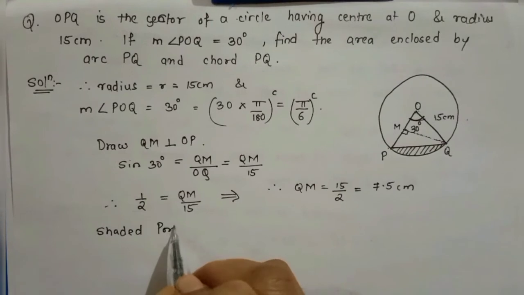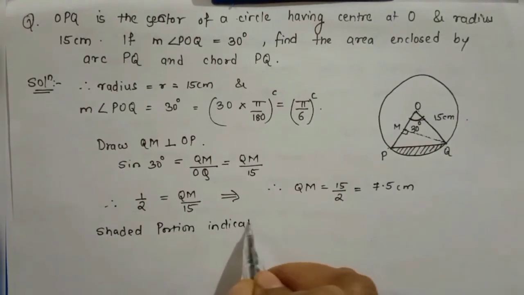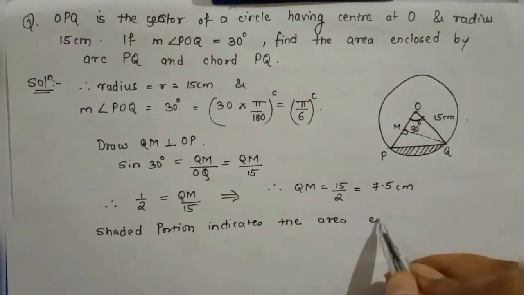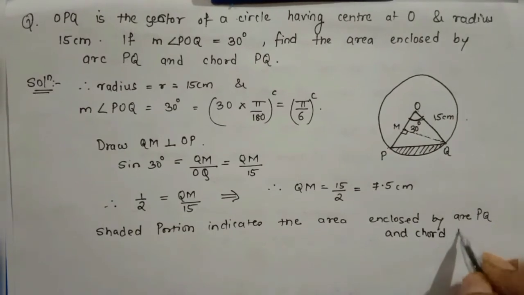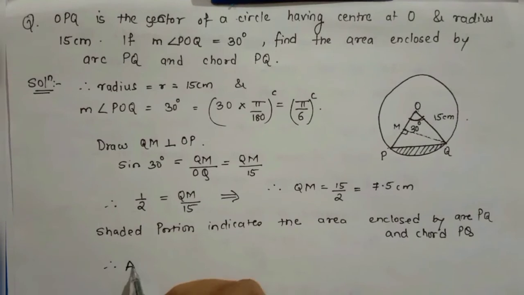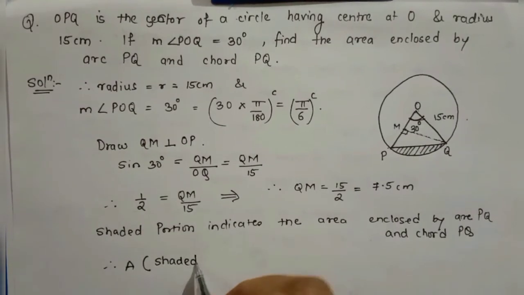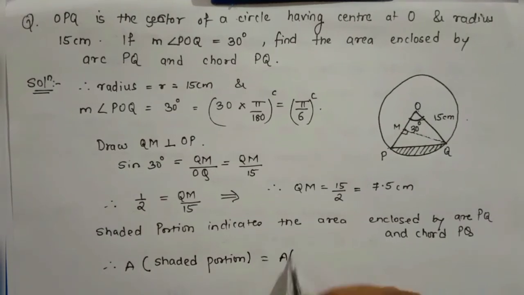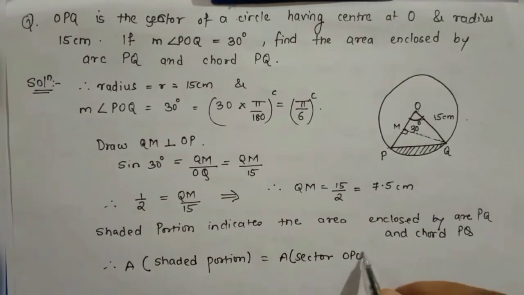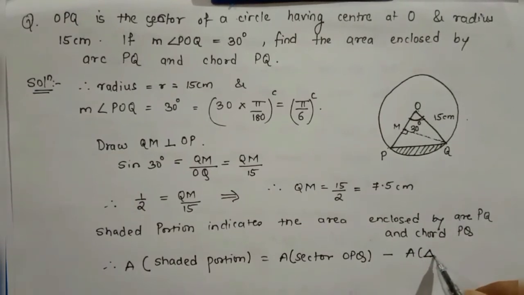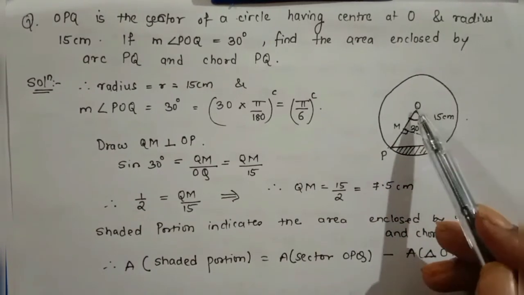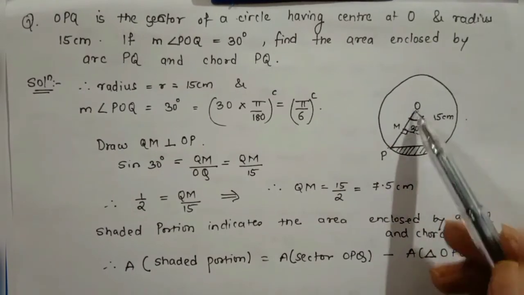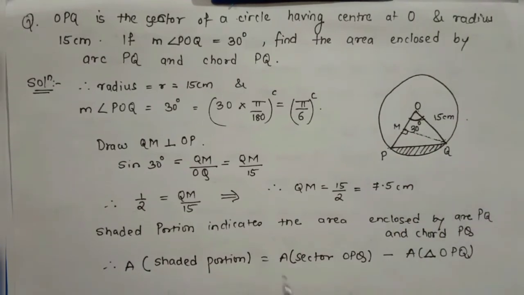Now for the shaded portion indicates the area enclosed by arc PQ and chord PQ, which is nothing but area of the shaded portion, which is equal to area of sector OPQ minus area of triangle OPQ. अब मुझे ये शेडेड रीजन फाइंड आउट करना, तो मैं क्या करूँगी, ये पूरा जो सेक्टर है ना OPQ, इधर से मैं ये ट्राइंगल को सब्ट्रैक्ट करूँ तो मुझे बराबर ये शेडेड रीजन का वैल्यू मिलेगा.